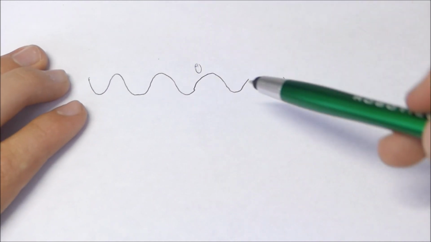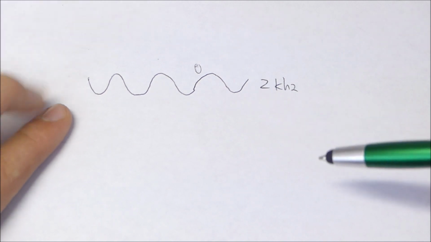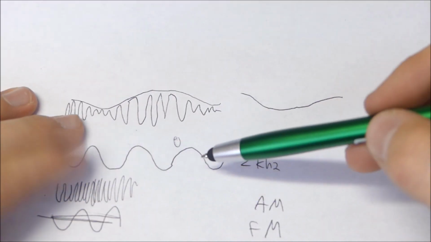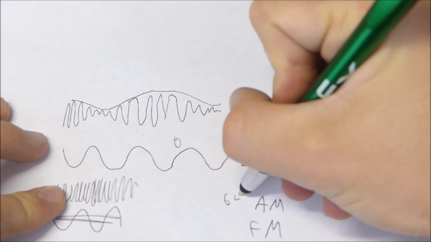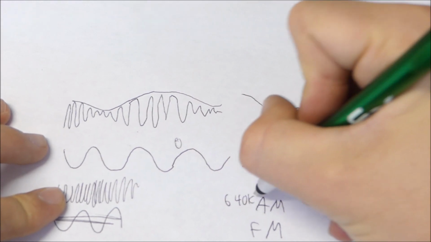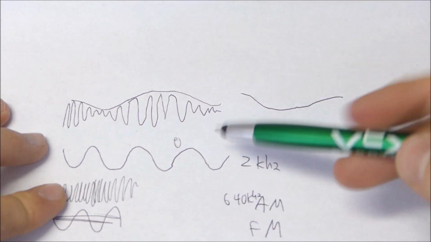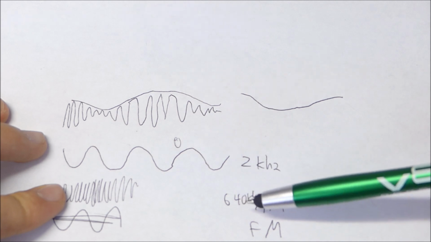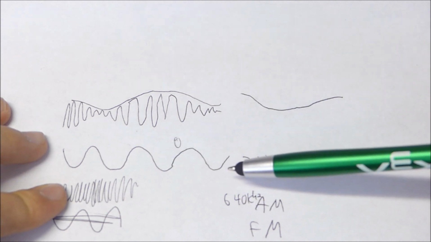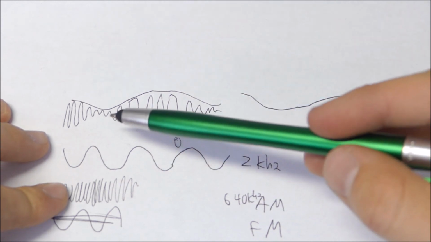You would do that by putting this audio wave on something called a carrier wave. The carrier wave is something like this, and it will be around 640 kilohertz. This is one radio station that I like to listen to. So you've got the 2 kilohertz audio modulator wave and the 640 kilohertz carrier wave. When you combine those two, you get something that looks like this.